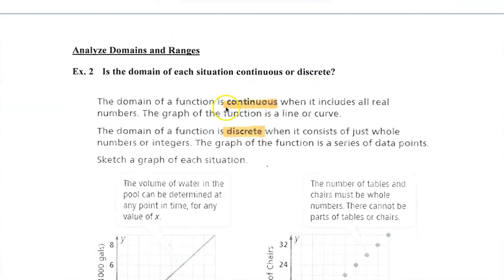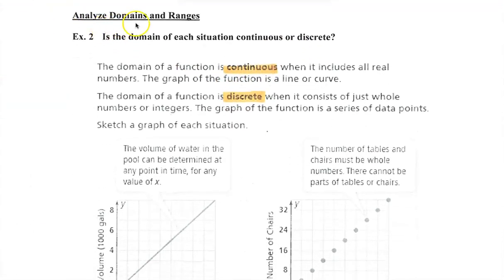So let's move on. Next, let's analyze domain and ranges. We're going to talk about continuous versus discrete. Continuous means your values could be all real numbers, while discrete means you can only have a certain set of numbers. So just whole numbers or integers, like it has to be a certain set. A good rule of thumb is continuous is something you can measure, while discrete is something you could count.